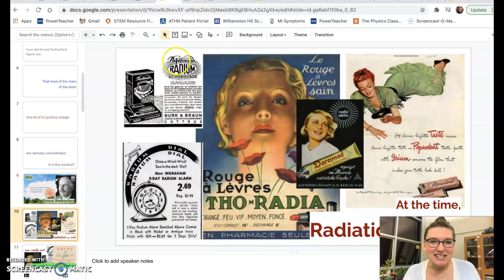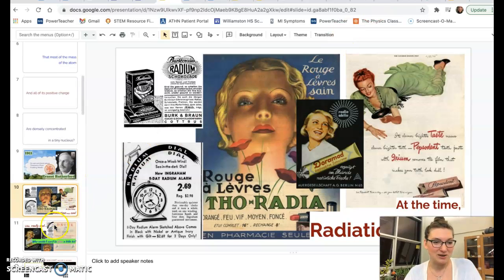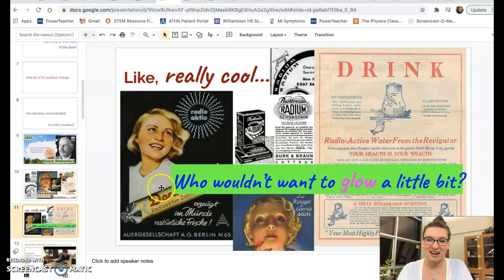This is hot chocolate with radiation, with radium. I mean, it's crazy. So at the time, radiation was cool. And Rutherford, that was his mode of study. He wasn't necessarily into the fatty part of it, but definitely he was into the study of actual radiation and how it can be used to learn about atoms.